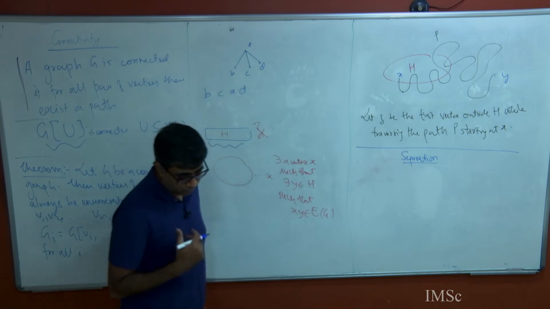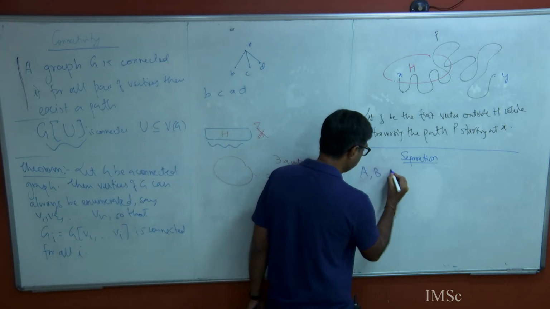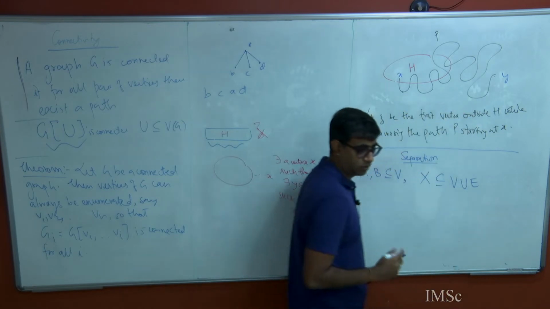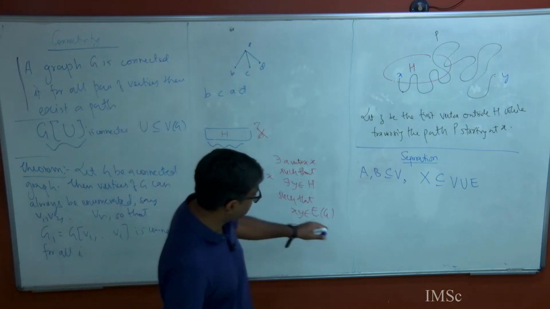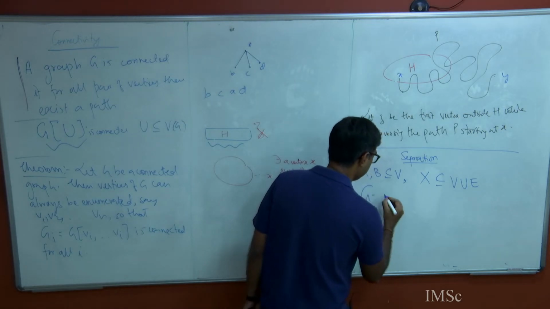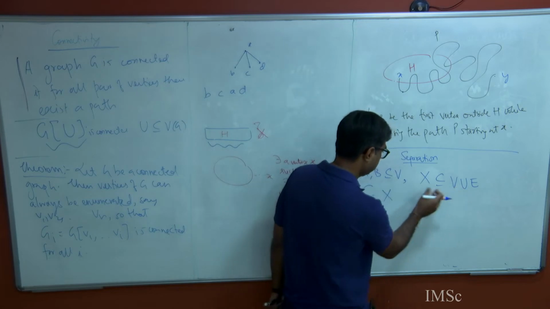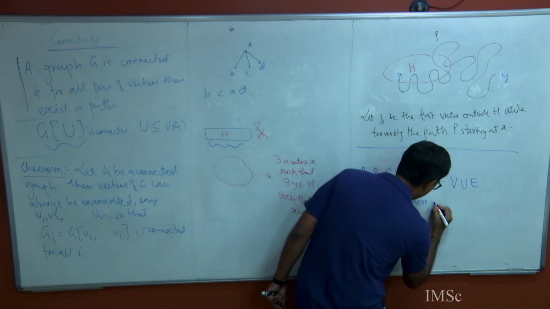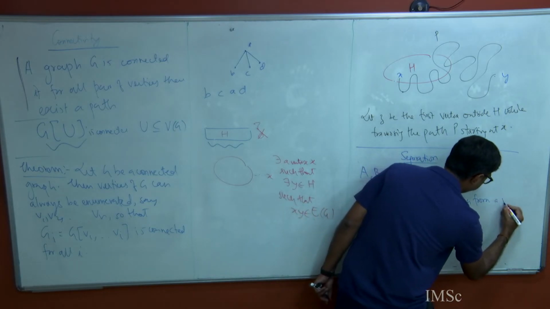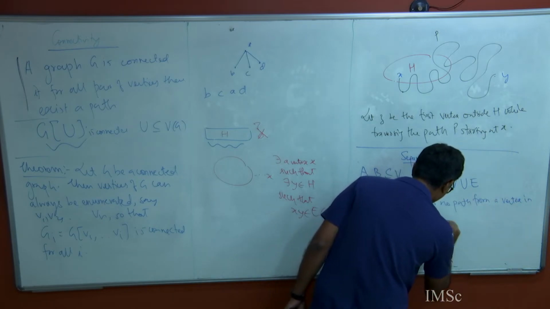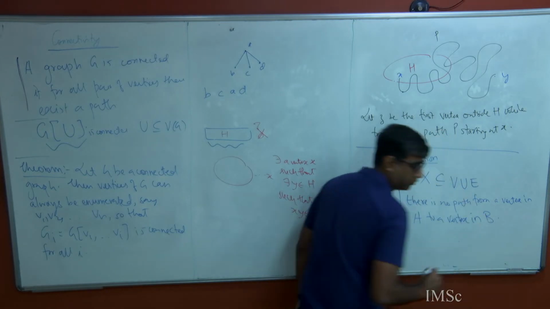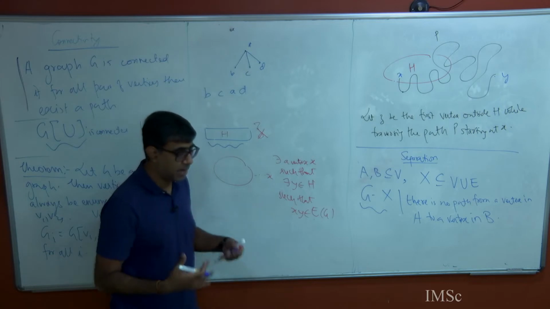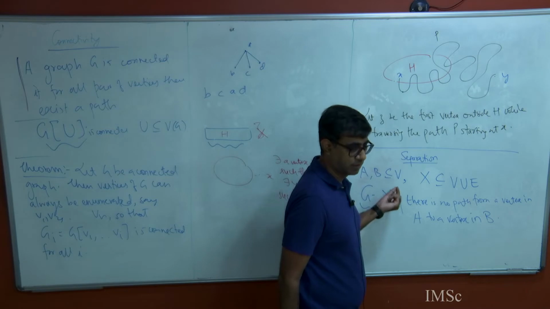So what is the separation? You're given A comma B subset of V, and now you're given X, which is again a subset of V union E. So it's a very general form of separation. A and B are vertex sets. What is the property? In G minus X, you delete the vertices which are in X as well as delete the edges which are in X. There is no path from a vertex in A to a vertex in B. So after I delete these things, A gets separated from B, right? You get my point?